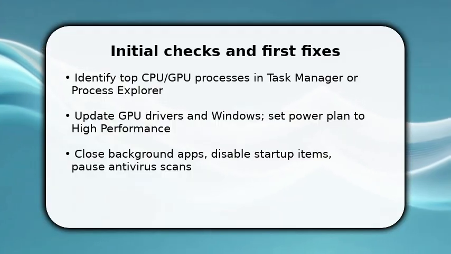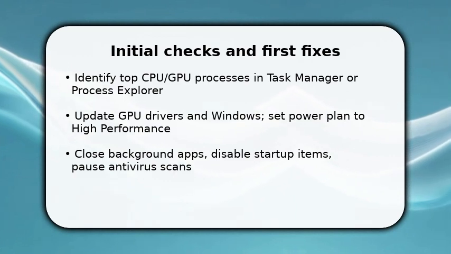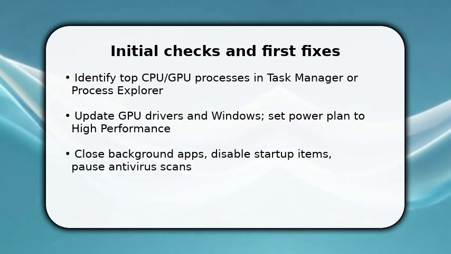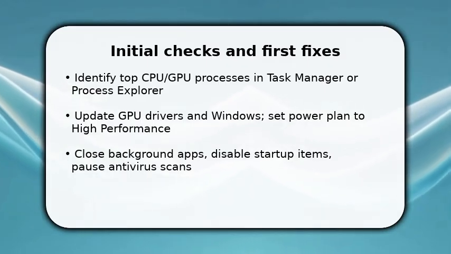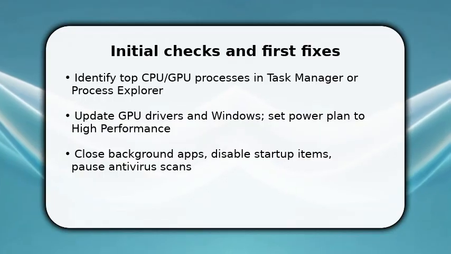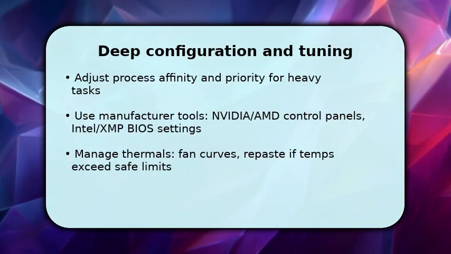Pause antivirus scans during testing so they do not mask real behavior. These steps eliminate most simple causes fast. Once basic fixes are applied, you move into targeted tuning. You can set process affinity and prioritize demanding apps so the CPU schedules cores predictably.